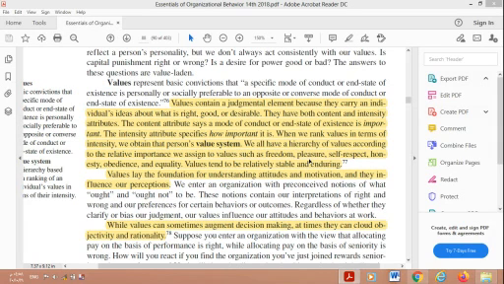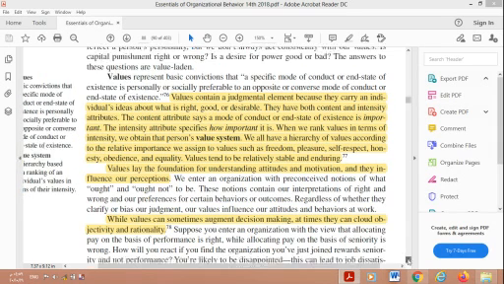So again, we can say that values play a major role in understanding attitudes and motivation, but not in shaping them, and they influence our perception. While values can sometimes augment decision making, at times they can erode objectivity and rationality.